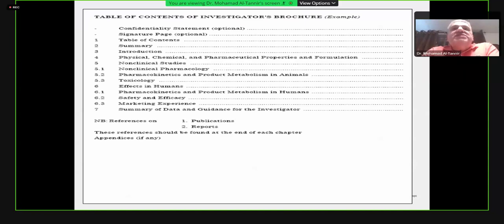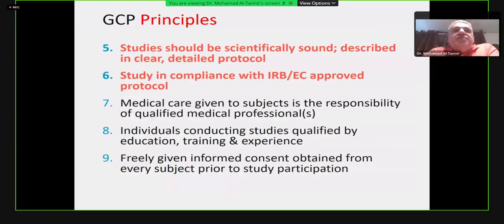So this is a table of contents of an investigator brochure. It should contain a summary, introduction, physical, chemical, pharmaceutical properties and formulation of the drug, non-clinical studies on animals and lab studies, non-clinical pharmacology, pharmacokinetics and product metabolism in animals, and so on, effects in humans, safety and efficacy, marketing experience, and publications and reports.